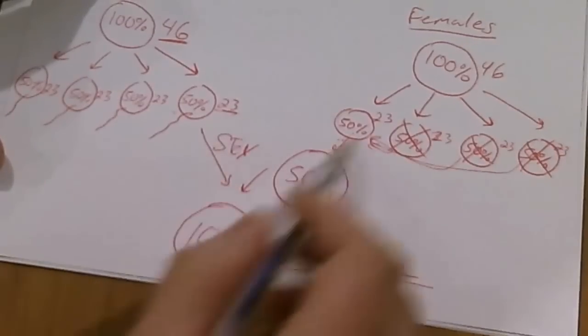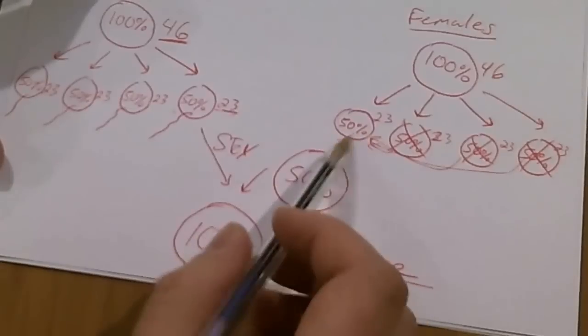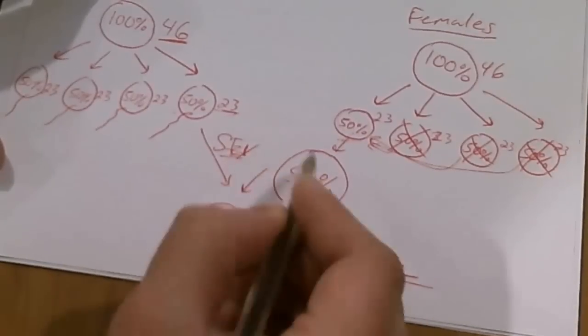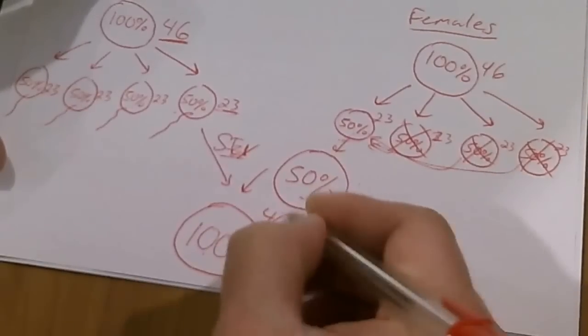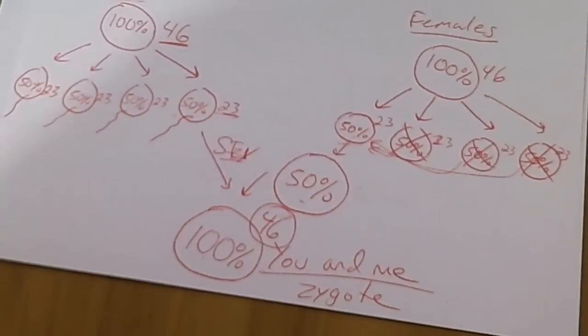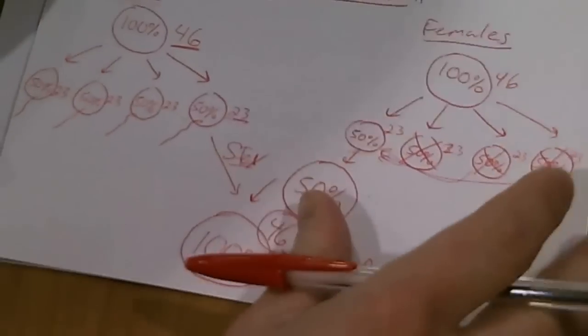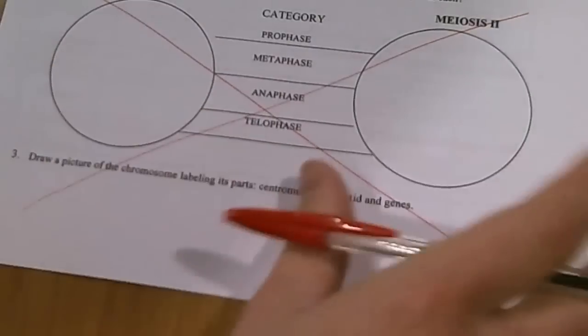And then when males and females go through the process of sex, 23 and 23 come together, and then we end up with 46. And that's a good thing. That's what creates you and me. Anyway, guys, go on to the next page.